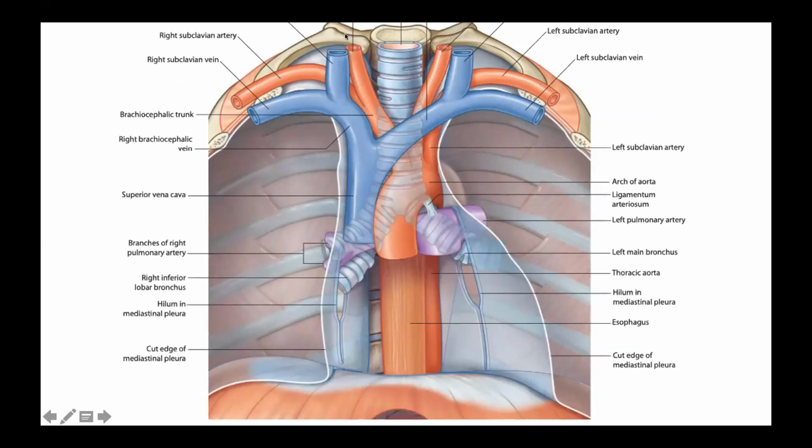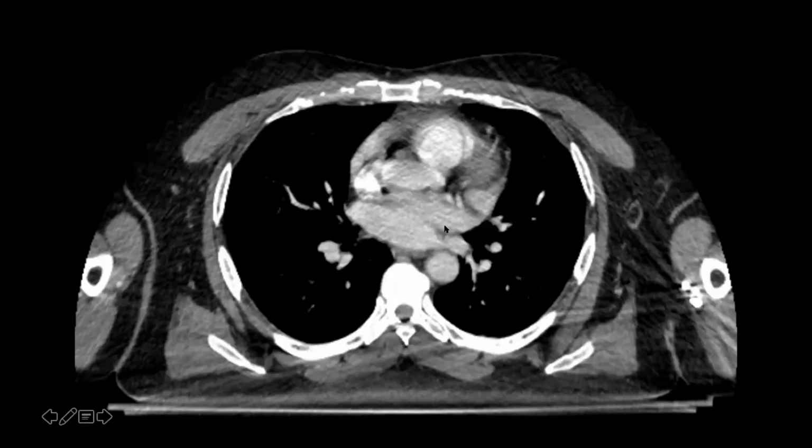Coming to the IJV, it comes down. The right IJV fuses with the subclavian vein and forms the right brachiocephalic vein. There's another brachiocephalic vein that comes from the left side. Both brachiocephalic veins fuse and form the superior vena cava, which opens into the right atrium. Okay, so we'll see how it looks on a CT scan because that's what we are interested in.